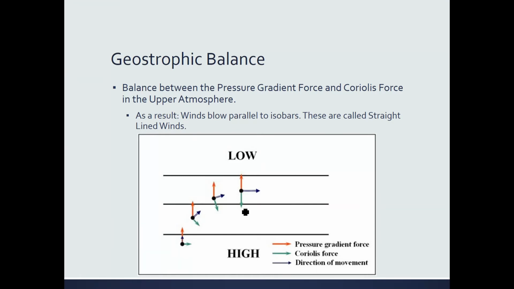In the upper atmosphere, so this is well above the surface of the Earth, the pressure gradient force and the Coriolis force cancel each other out. And as a result, wind flows parallel to isobars in the upper atmosphere. These are what are called straight-line winds. We're going to talk more about that in a moment.